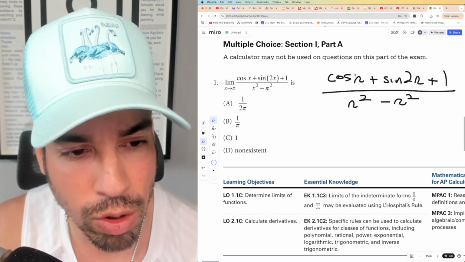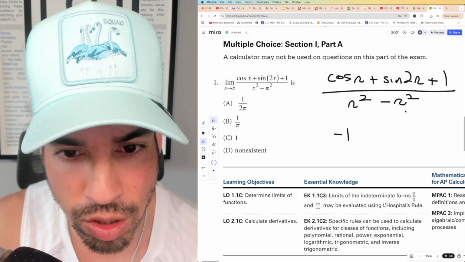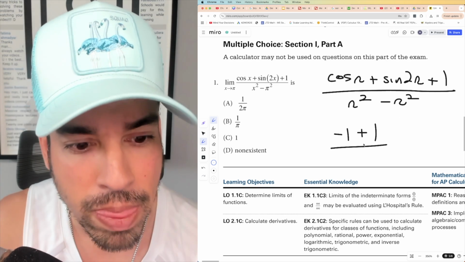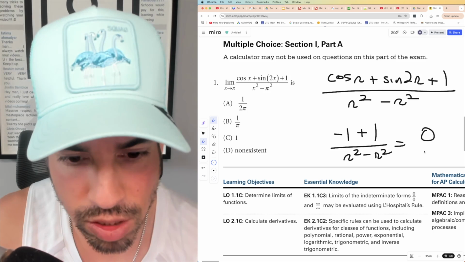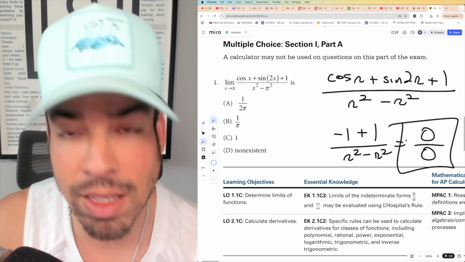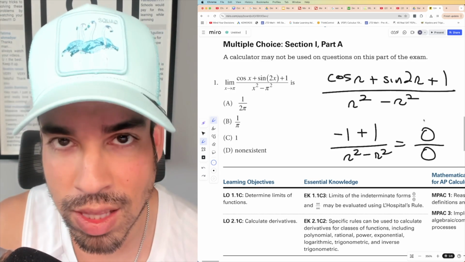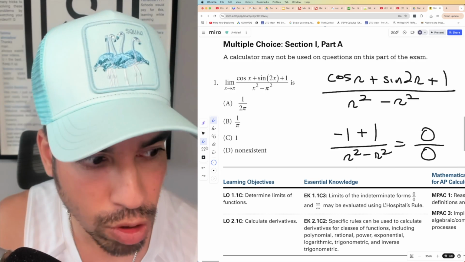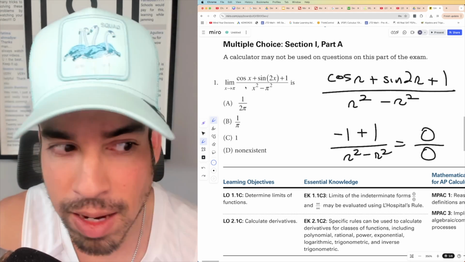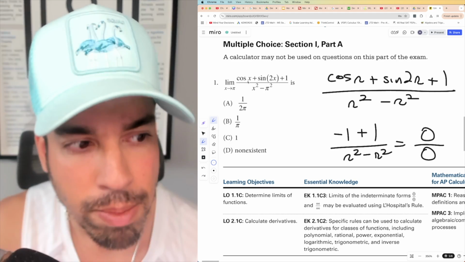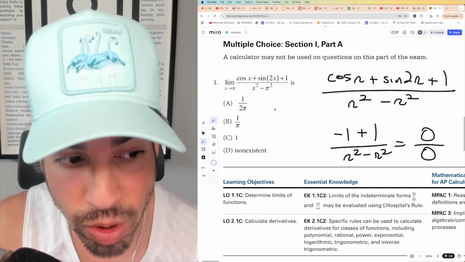So what we get here for cosine of pi is -1. Sine of 2 pi is 0, remembering the unit circle, and then we've got plus 1 on the top. And then we got pi squared minus pi squared on the bottom. -1 plus 1 is 0. We got 0 on the bottom. This is indeterminate, but when we have indeterminate for a limit, this is when we're allowed to use L'Hopital's rule. So L'Hopital's rule says that the limit of this is the same as the limit of this as x approaches pi of the derivative of the top and the derivative of the bottom. So we're allowed to do this now.